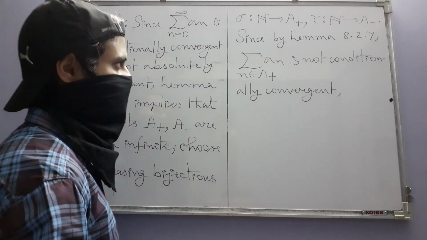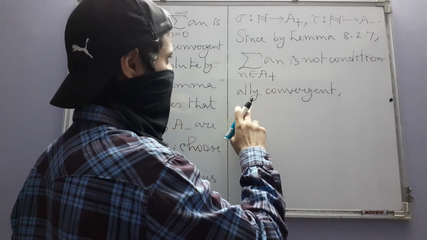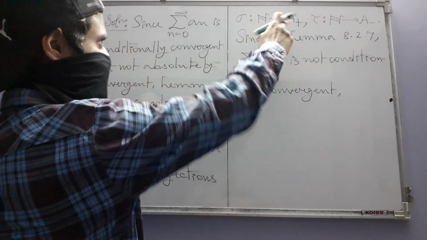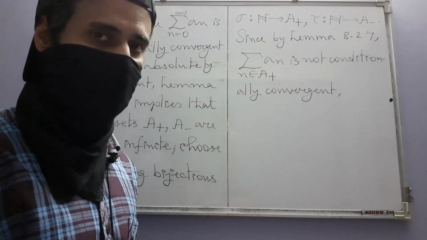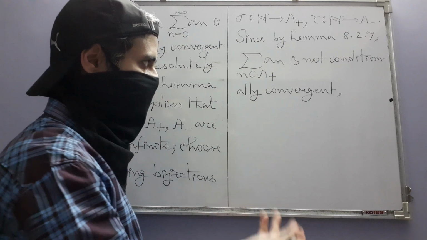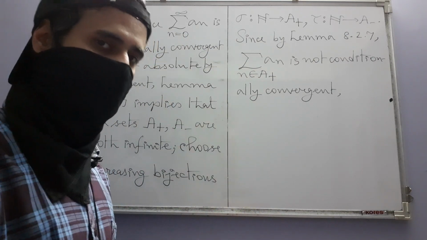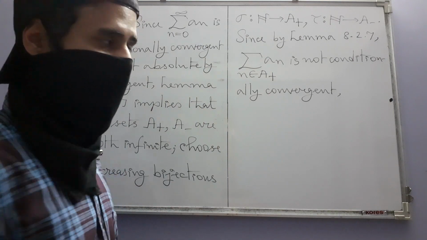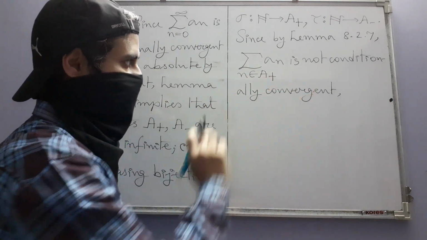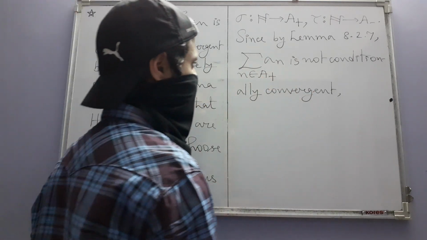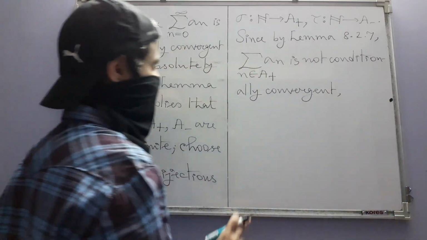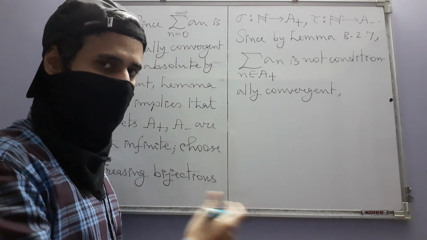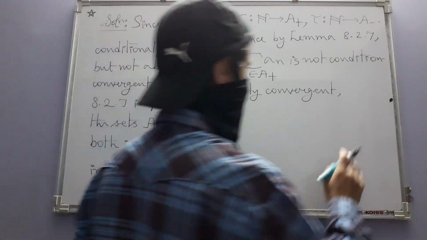It just means that regardless of what bijection like this, for example, you choose between the natural numbers and A plus and use that bijection to turn this sum into an ordinary series, that series is going to be divergent and it is independent of the bijection that you choose. That's what not being conditionally convergent means. So in particular, if we use sigma to turn this sum into a series, that series will also be divergent.